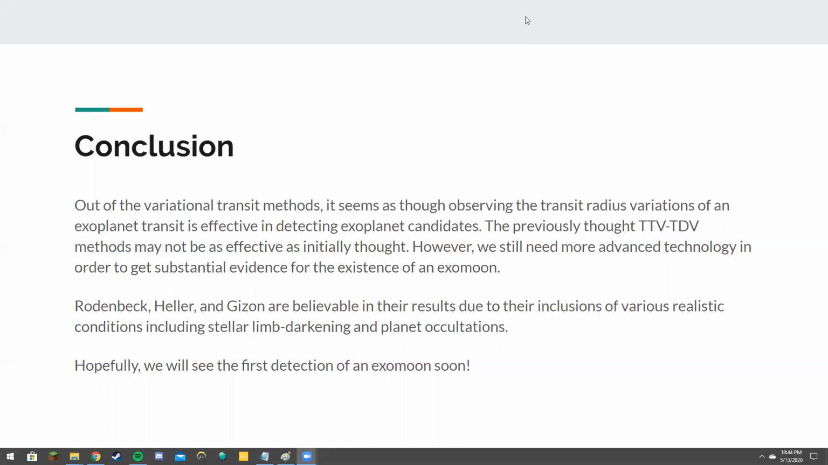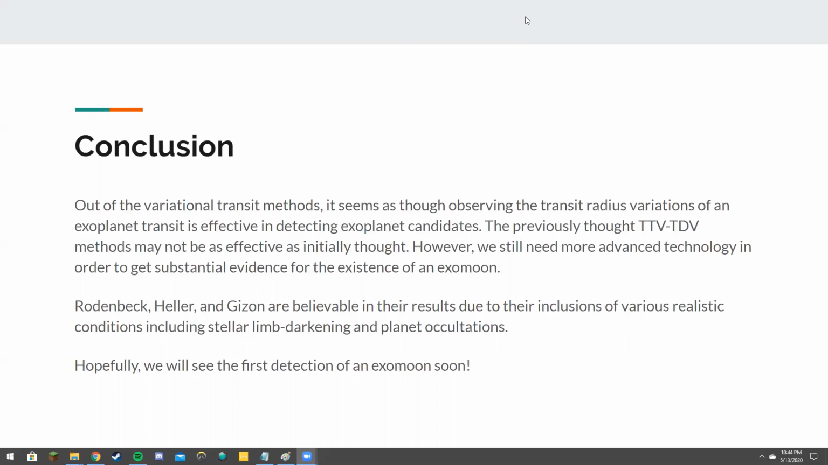However, we still need more advanced technology in order to get more substantial evidence for the existence of an exomoon. Even though the TRV method seems like it's a great method to try to detect exomoons, it's still not precise enough to get an accurate measurement. And there are still other properties of the system, including stellar properties of the sun, limb darkening, orbital inclinations, and other conditions that will kind of impede our ability to detect exomoons.